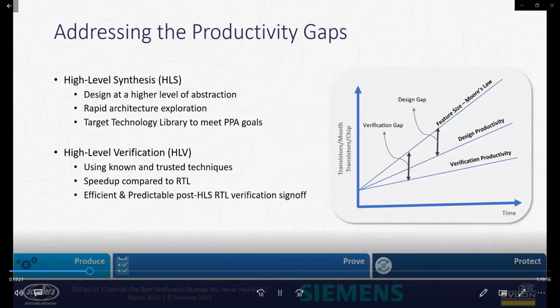We'll also take a closer look at high-level verification, or HLV, performed using known and trusted techniques, that is, the same ones traditionally used for RTL verification, though with the speedup obtained due to the DUT abstraction level, and how thorough and rigorous HLV leads to efficient and predictable post-HLS RTL verification sign-off. Let's jump in.